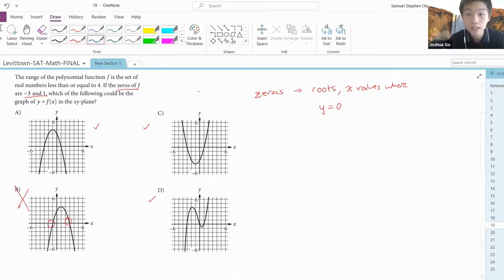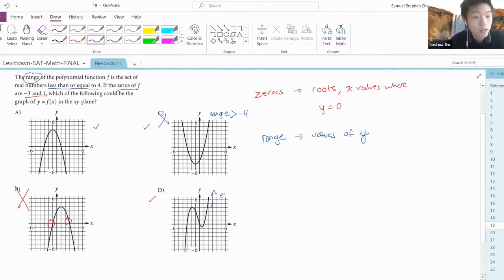And now let's take a look at the range. It says that the range of these numbers is less than or equal to 4. The range is essentially the values of y. So for answer choice C, we can see that the range is actually -4 and above, and that's not what we're looking for. It has to be less than or equal to 4.